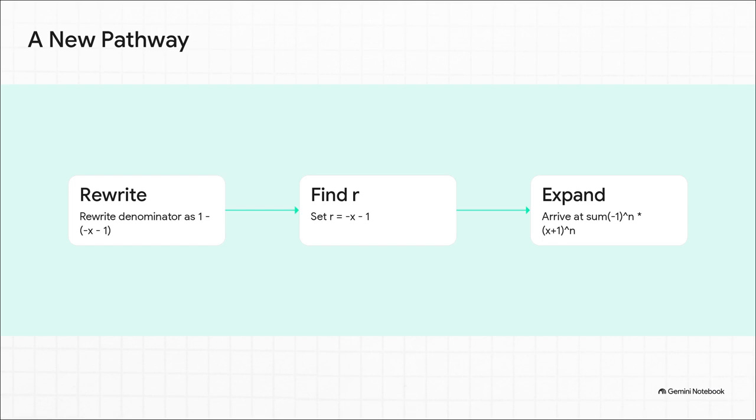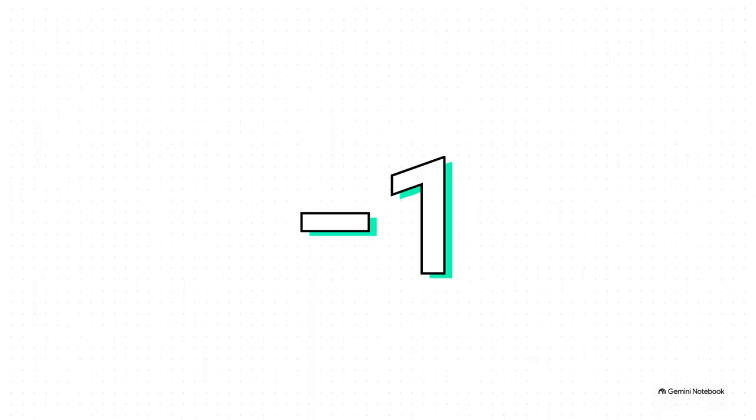Step 2, this makes our new r value -x-1. And for step 3, we expand it using our geometric formula, arriving at the sum of (-1)^n times (x+1)^n. Take a second to notice the structure of our new terms.